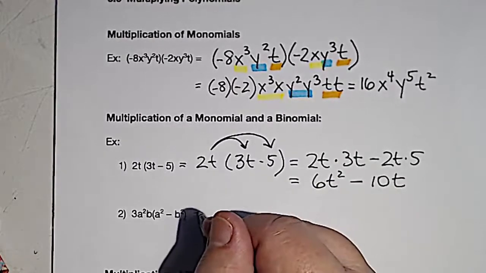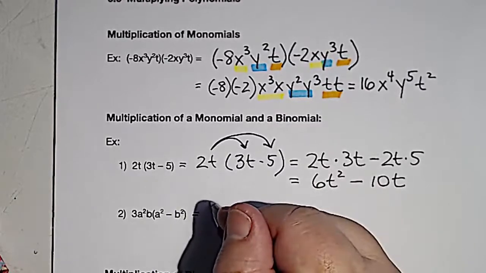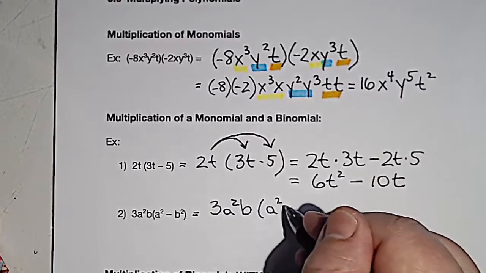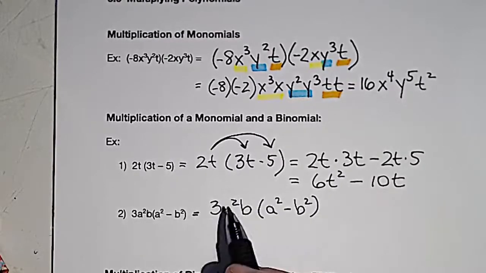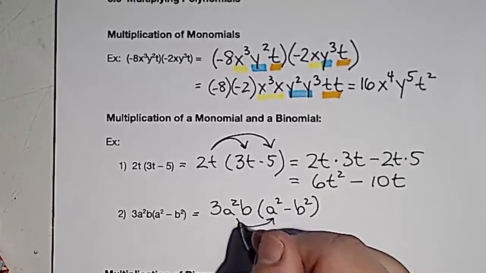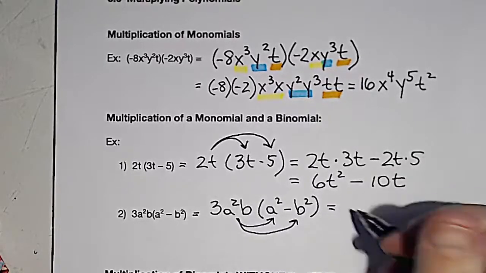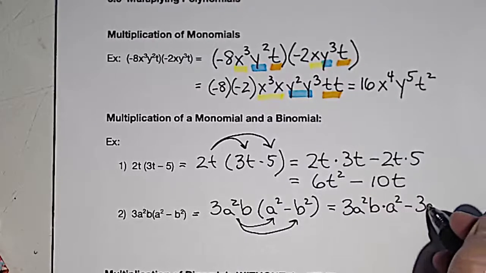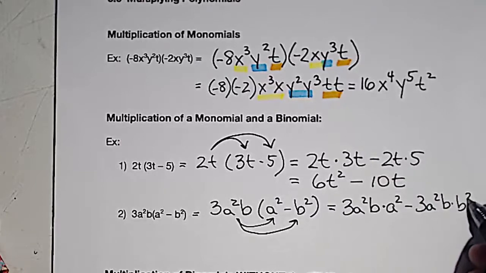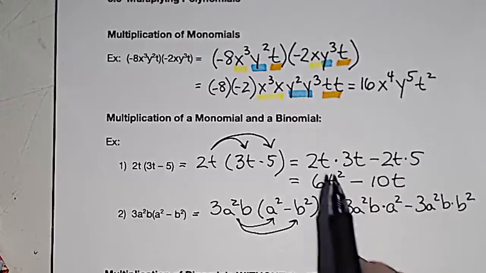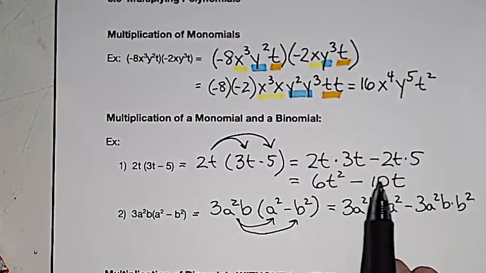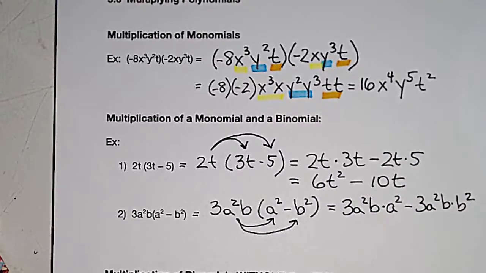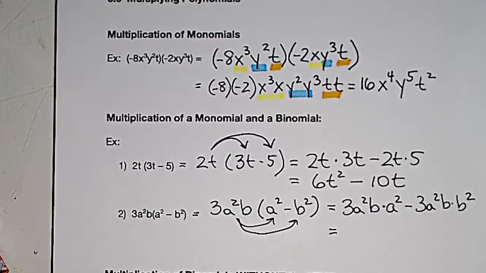Okay, same thing here. This is a little bit more exciting. I know there's a lot going on. 3a squared b times the quantity a squared minus b squared. I don't have a lot of room up top, so I'll use the bottom arrows here. 3a squared b times a squared minus 3a squared b times b squared. Sometimes I could have done this in my head, but this one, I'm going to write out the multiplication first, and then group each of the variables.